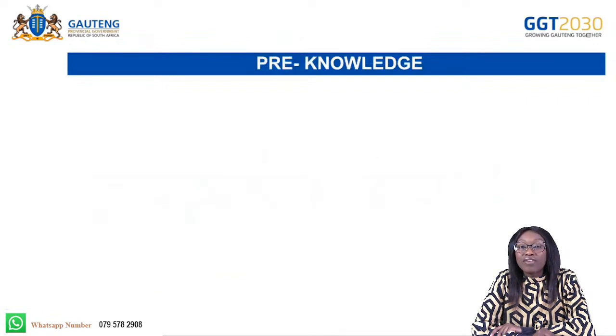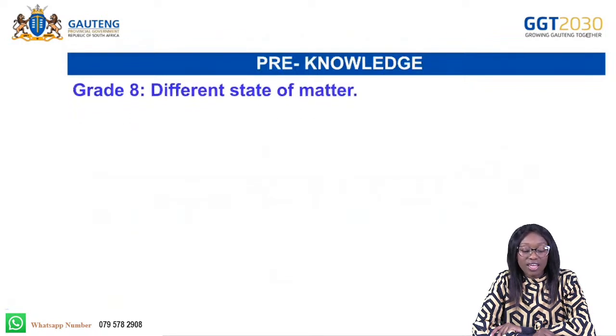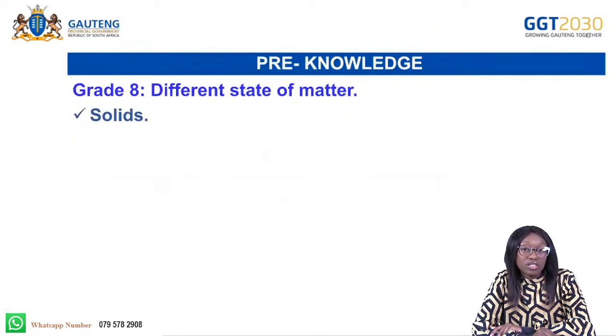Now let's cover pre-knowledge. So this is what we've learned prior to today's lesson. So far in the 8th grade, we've learned about the different states in which matter can exist. We've also learned about the first state, which is solids: the way particles are arranged in solids, the spaces that exist between the particles in solids, and the energy that they possess.